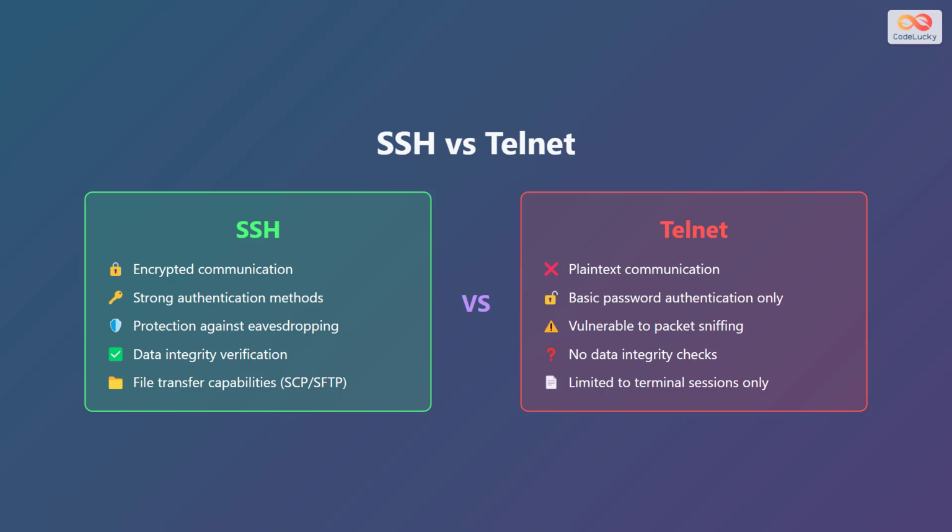Now let's compare SSH with Telnet, another remote access protocol. On one hand, SSH offers encrypted communication, strong authentication methods, protection against eavesdropping, data integrity verification, and file transfer capabilities through SCP and SFTP. On the other hand, Telnet uses plain text communication, offers only basic password authentication, is vulnerable to packet sniffing, lacks data integrity checks, and is limited to terminal sessions. Therefore, SSH is much more secure and feature-rich than Telnet.